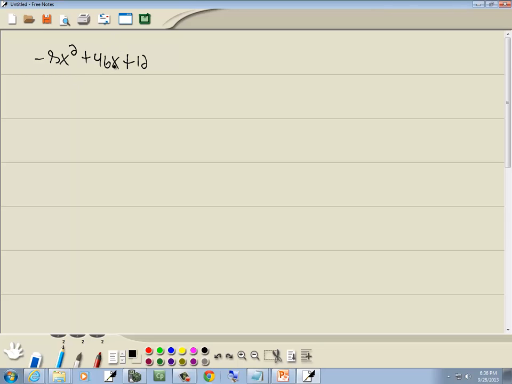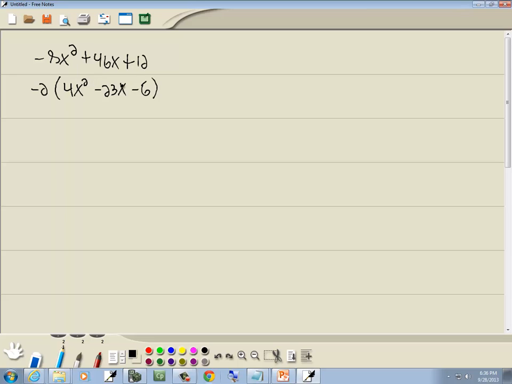And these are all divisible by 2, looks like. And there's a negative on the first term. So we'll factor out a negative 2. And that gives us 4x squared. Remember, when you factor, it means divide out. Negative 8 divided by negative 2 is positive 4. 46 divided by negative 2 gives us negative 23x. And 12 divided by negative 2 is negative 6.